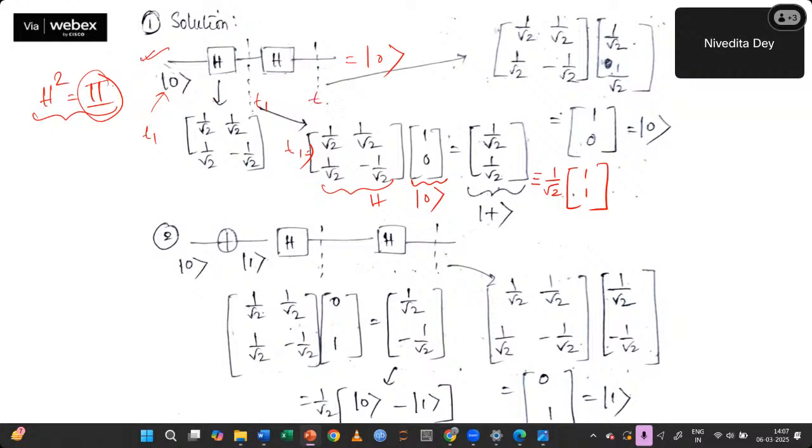Now say for example, this is time instance 2. Now at T2, what will happen? At T2, you will be getting another Hadamard matrix, which is 1 by root 2, 1 by root 2, 1 by root 2, and minus 1 by root 2, times your earlier output, which was 1 by root 2 and 1 by root 2. If you just multiply them, you will be getting a 1, 0. That is gate 0. So this is verified, right? In that way, you are able to interpret these very basic quantum circuits.